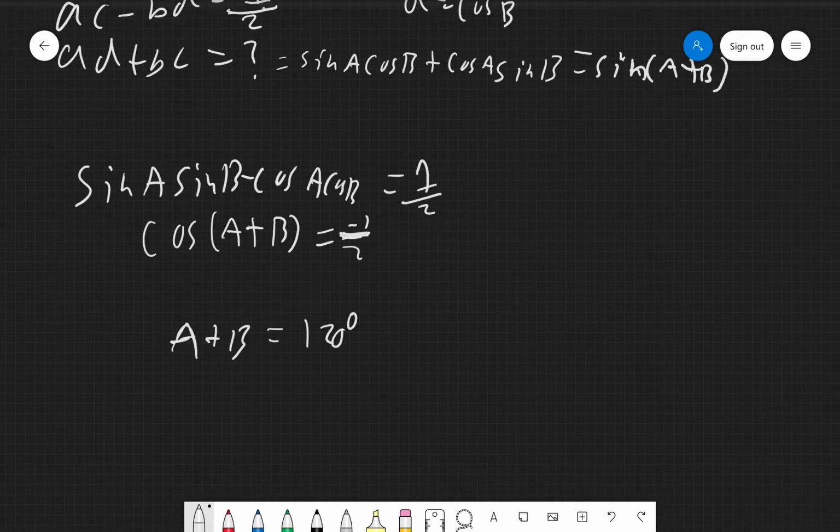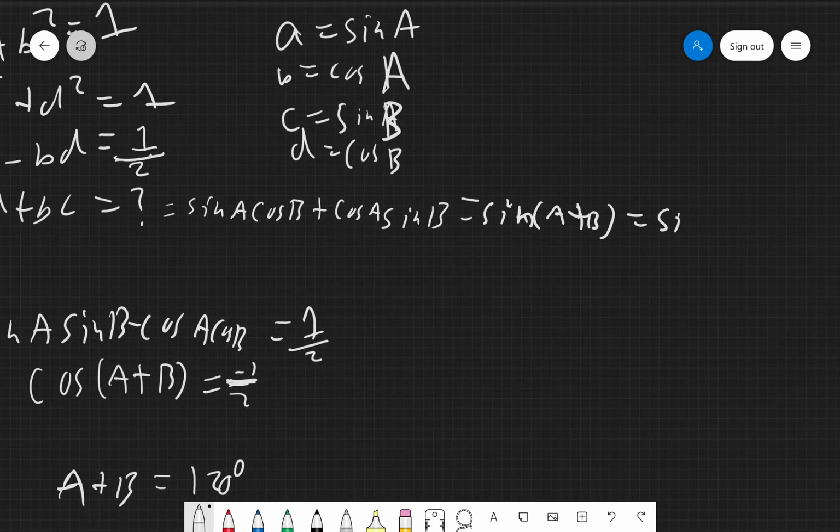Maybe because a plus b equals 120, we can actually solve this problem. So sine of 120, we know that sine of 120 equals sine of 180 minus 120, so that's equal to sine of 60. So the answer is root 3 over 2. So let's just check that. Did I get this right? I think I got this right. Alright, we got this right. That's so nice and amazing.